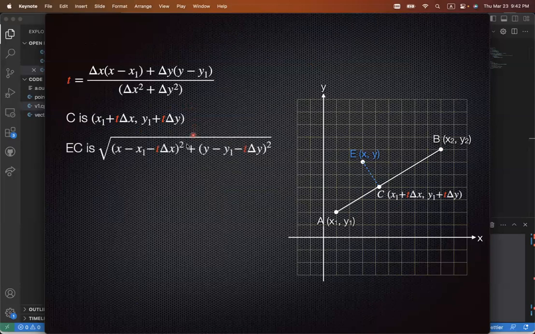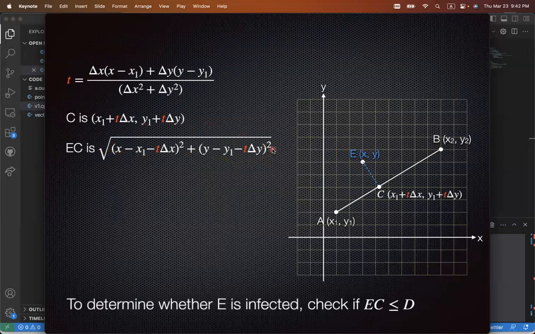Once you know what C is, then you can calculate EC, which by Pythagoras' theorem is this formula, the square root of EC. Your job is, for every single point x, y, to calculate EC using this formula and check if this number is less than or equal to D. If it is, then you know this point is infected.